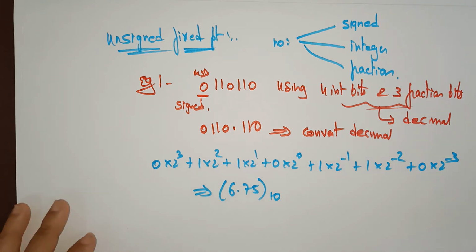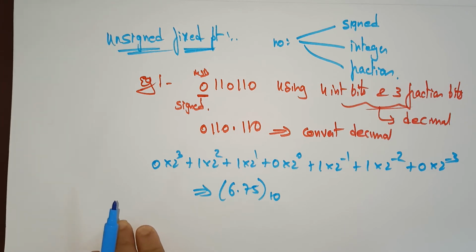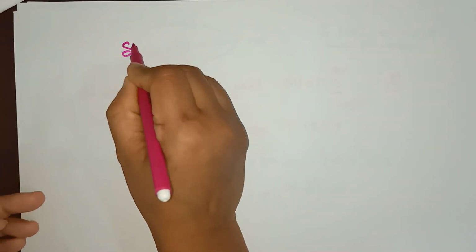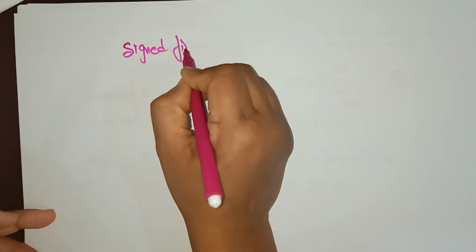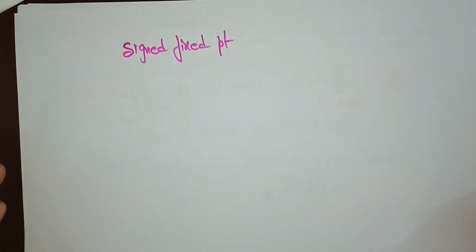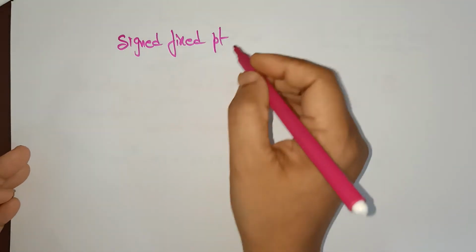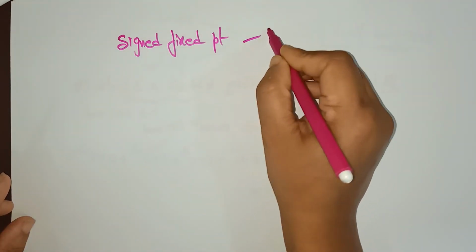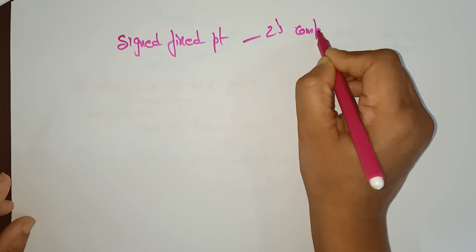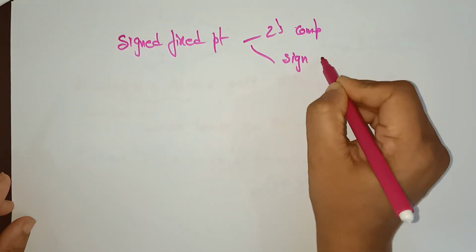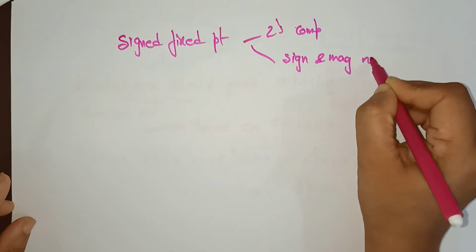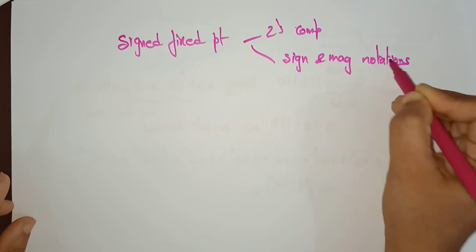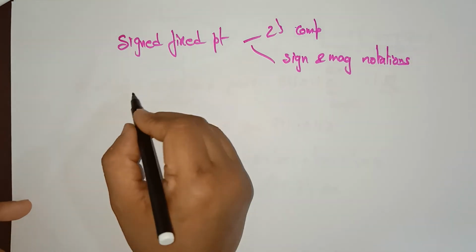Okay, so let's take the signed fixed point number. I think you now have complete clarity on what exactly the unsigned fixed point number is. Now let's have a look at the signed fixed point number. Once you get the representation clearly, then you can easily understand the arithmetic pipeline design also. The signed fixed point numbers can be represented either in 2's complement or in sign and magnitude notation.